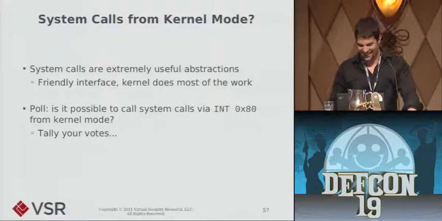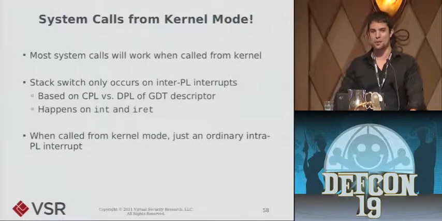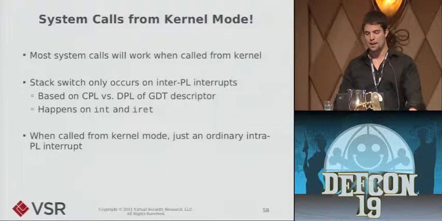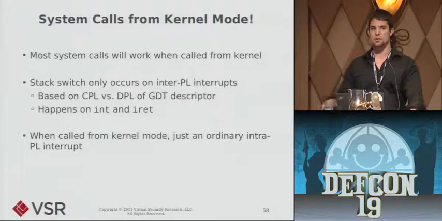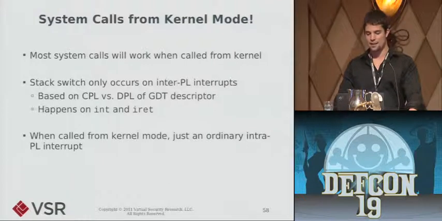Thanks for being honest. It turns out that most system calls will work perfectly fine when you call them from the kernel. The details of this, you just need to know some x86 trivia, but basically the problem that I thought might arise has to do with the fact that when you transition from userland to kernel mode, you switch stacks to a kernel mode stack, and I thought that might screw things up. But this stack switch only happens when you're changing privilege levels. So if you make a system call from kernel mode, you just skip the stack switch and use whatever stack is still there. This is just like any other interrupt that is intra-privilege level. There are lots of interrupts that can be called from ring 0, and there's really no problem here.